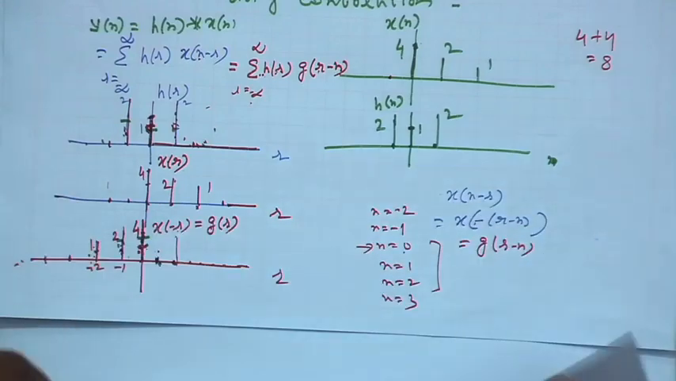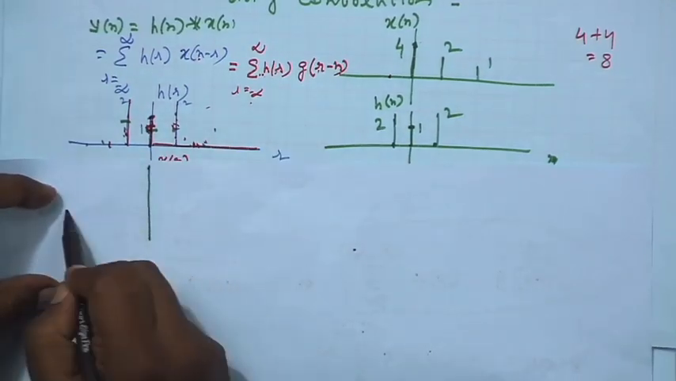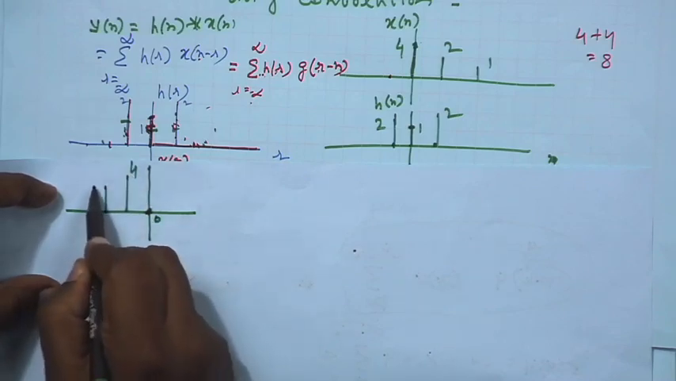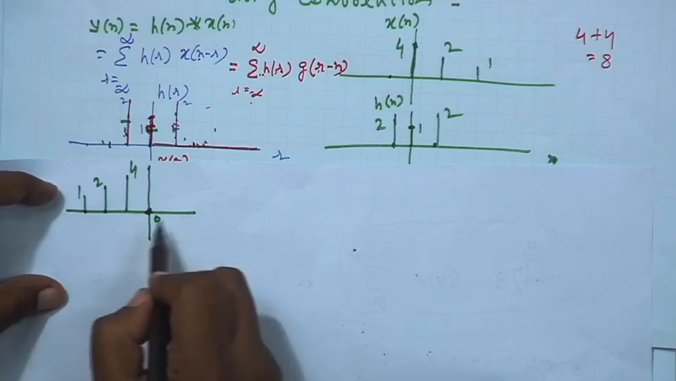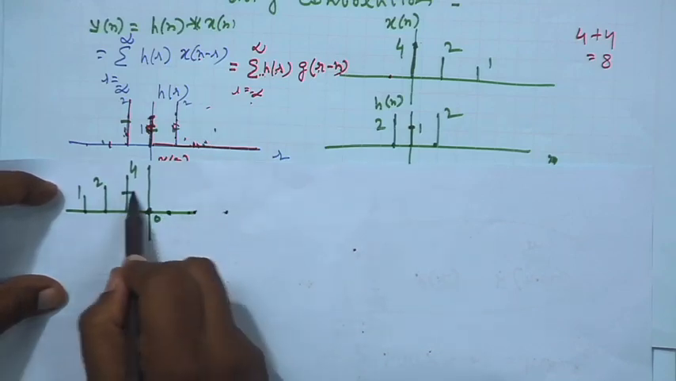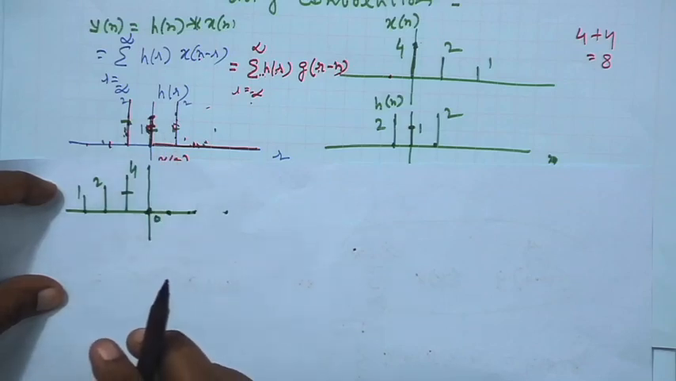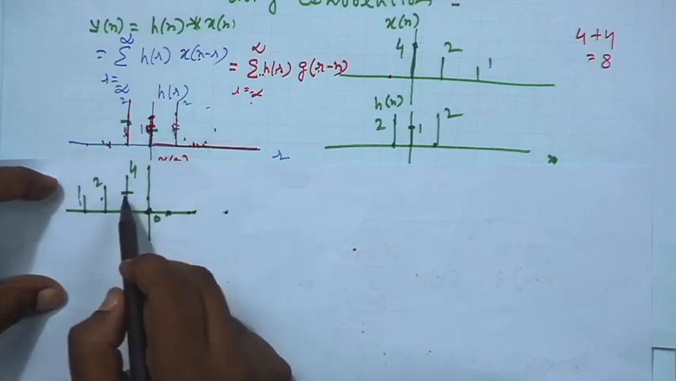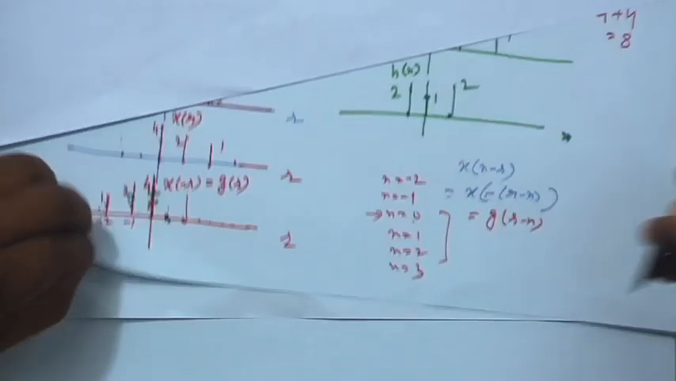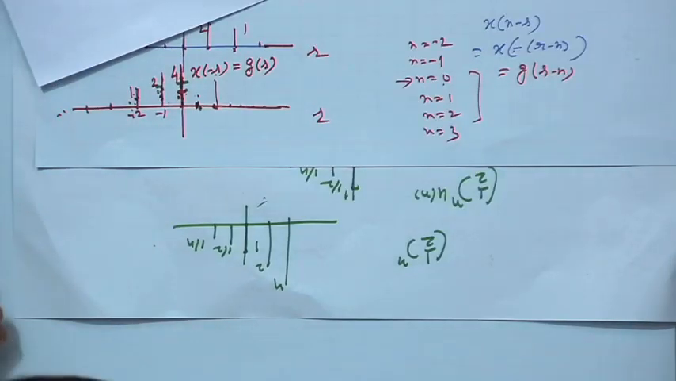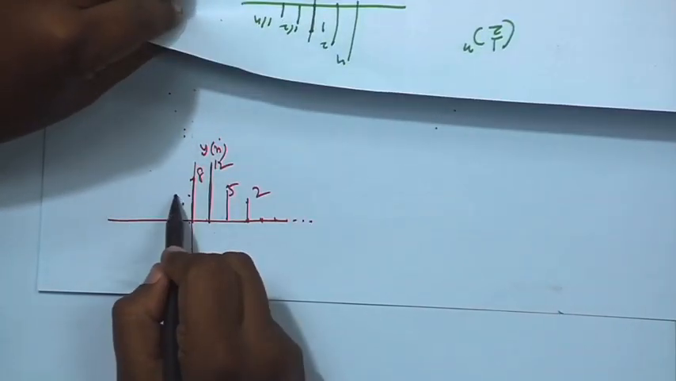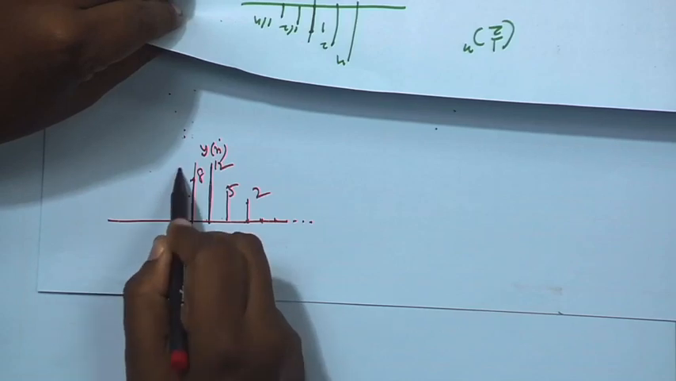So, 0 comes here, 4 comes here, 2 comes here, 1 comes here, and 0, 0, all these zeros. So, only these two overlap. 4 into 2, this with 0, this with 0, this with 0, this with 0, and so on. 4 into 2 is 8, which means the output will be 8 at minus 1.